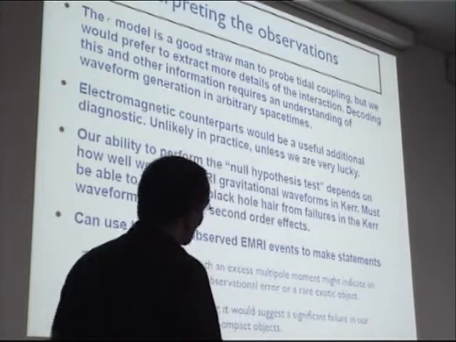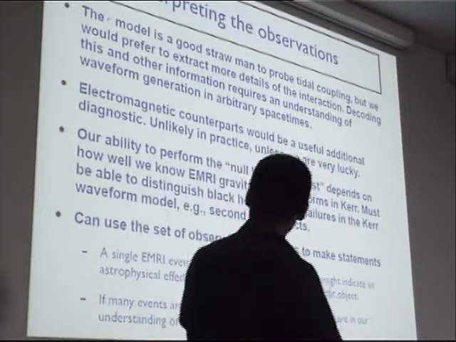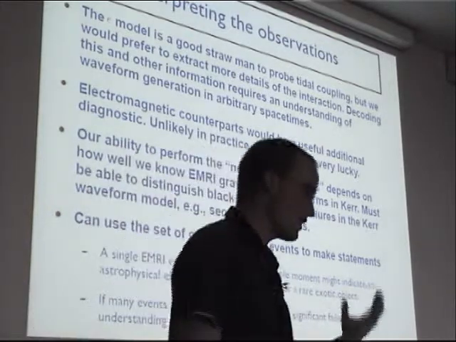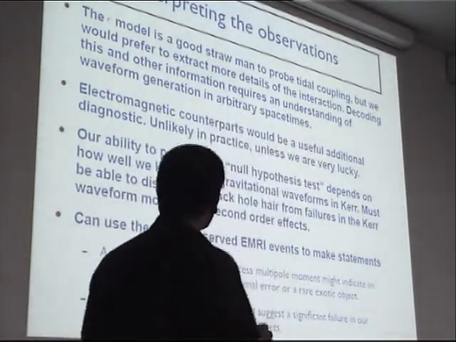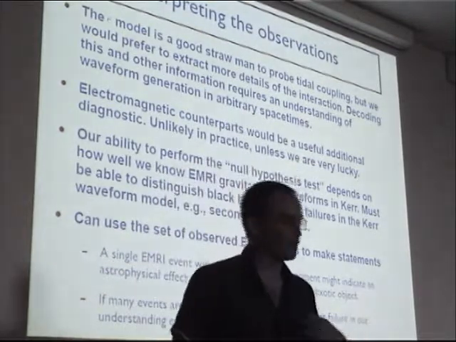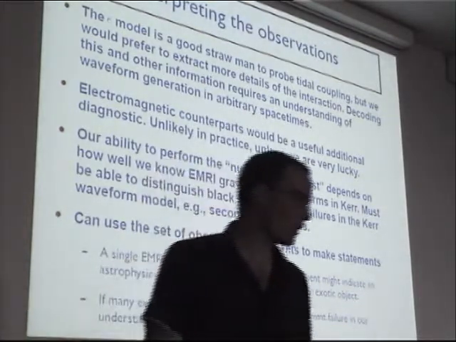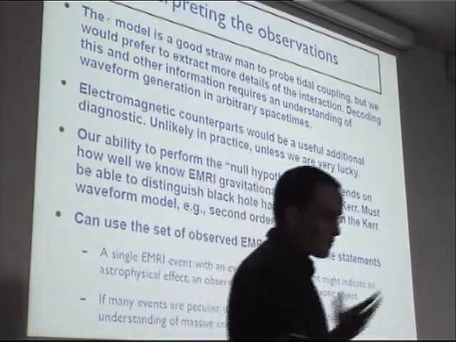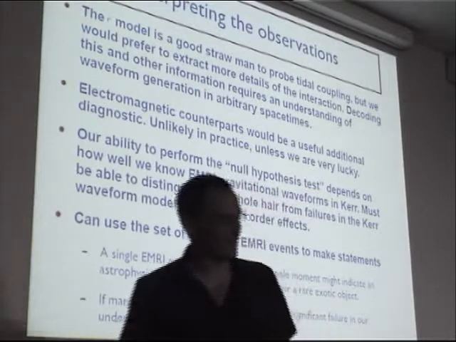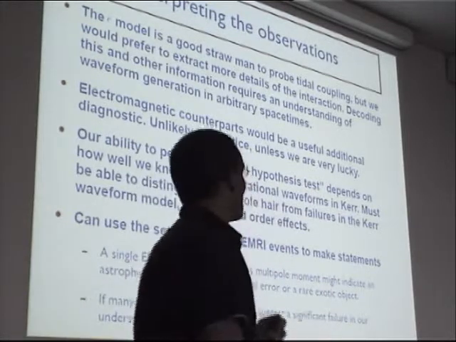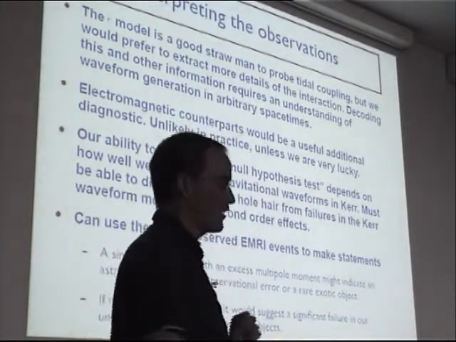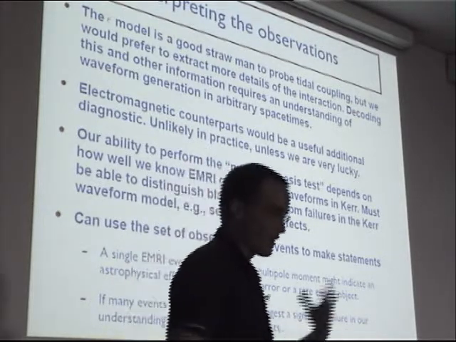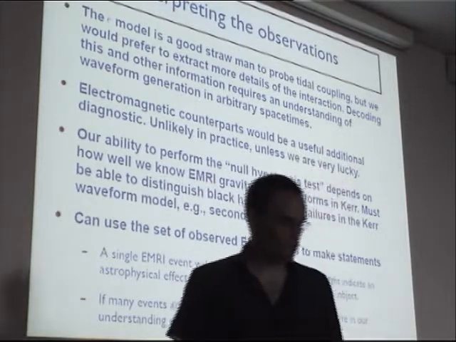We also want to say something about the horizon. Tidal coupling, this epsilon model in which we just modify the flux of energy that's going down the horizon, is a good straw man to probe, in principle, to say how well we can do, but to actually decode information about the tidal coupling, the polarizability of the horizon, and things like this, requires more complicated methods and some kind of understanding of waveform generation in arbitrary spacetimes, maybe even arbitrary theories.